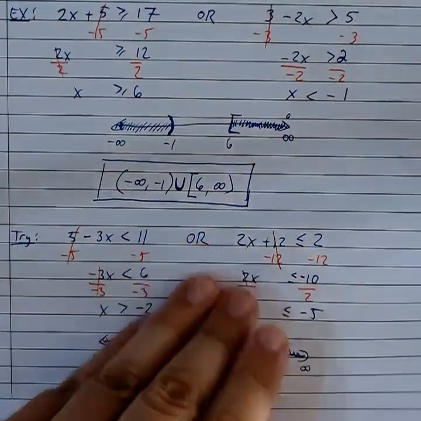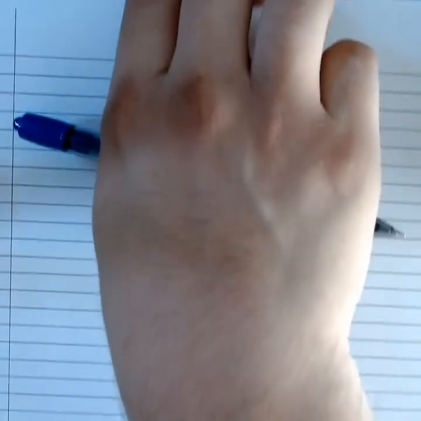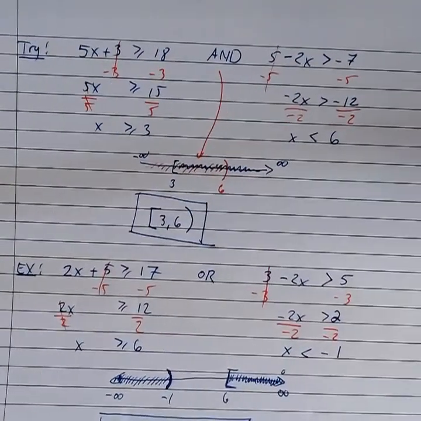The last kind of inequality that we're going to look at is the absolute value inequality. The absolute value inequality is exactly what it sounds like. It's an inequality that involves an absolute value. The nice thing about absolute value inequalities is that they are essentially compound inequalities with one extra step.